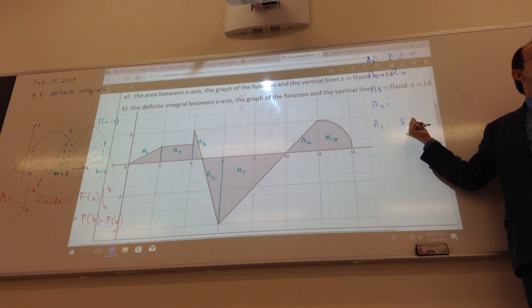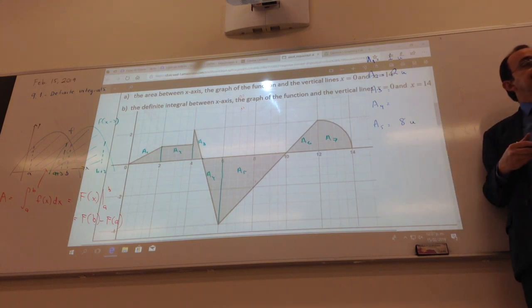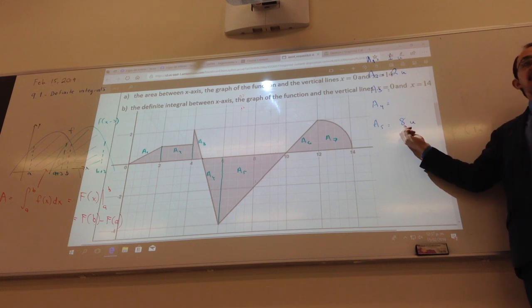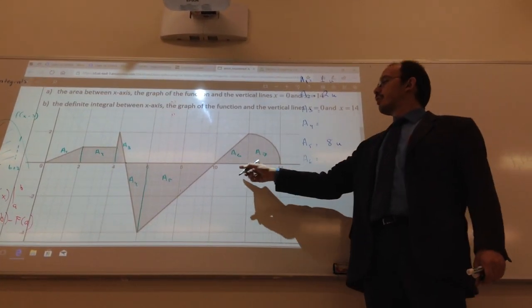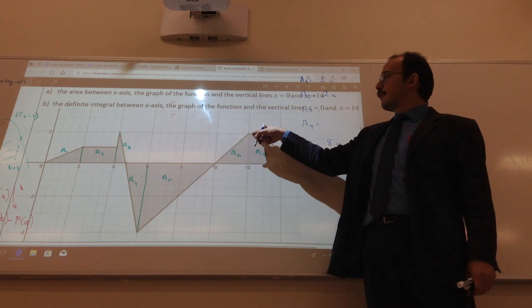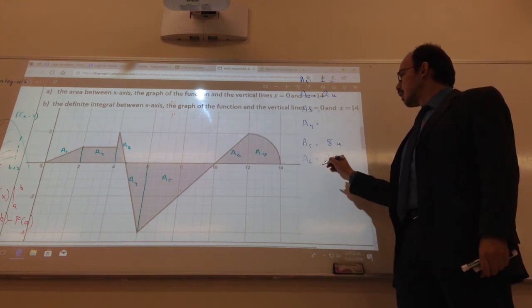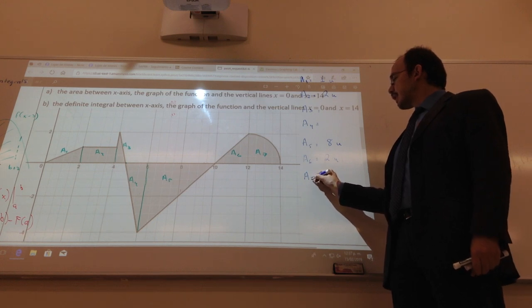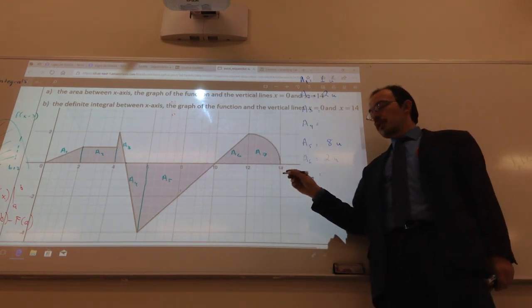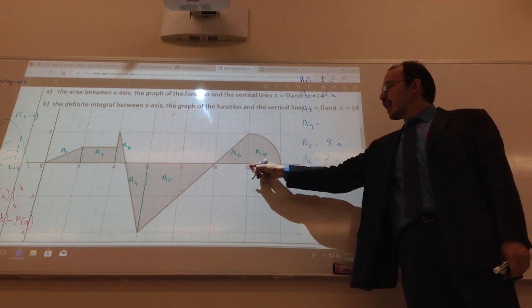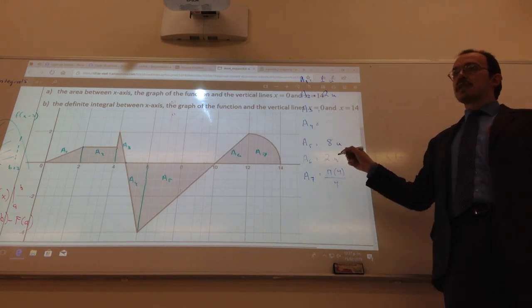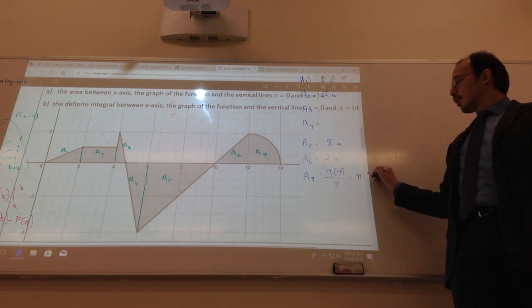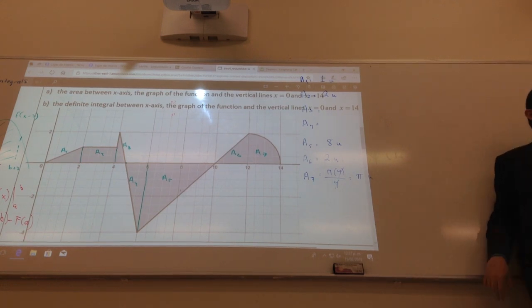Could it be negative? No, because there is no negative. Area is not negative. Area 6, another triangle. 2 times 2, 4, divided by 2, 2. Area 7 is a quarter of a circle, so it will be pi times the radius, which is 2, squared is 4, divided by 4 because it's one quarter, pi units. Okay?